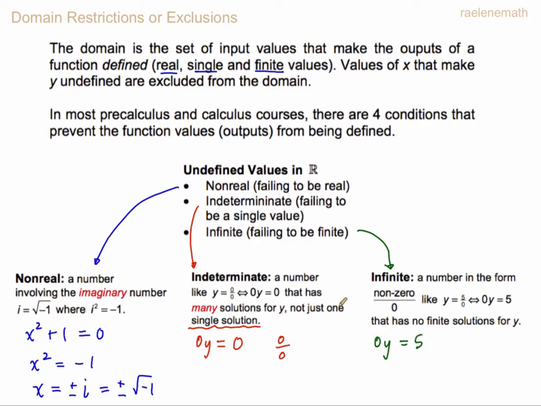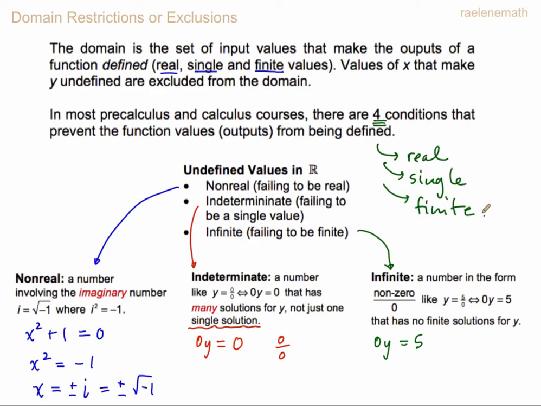Now, each of these possibilities leads to a different graphical case, and there are 4 different cases that we need to consider for the basic functions that prevent the function values, or the outputs, from being defined. Remember, defined is real, single, and finite. And so let's look at these 4 cases and a couple of examples.